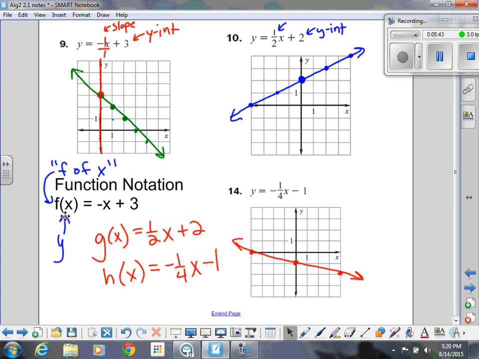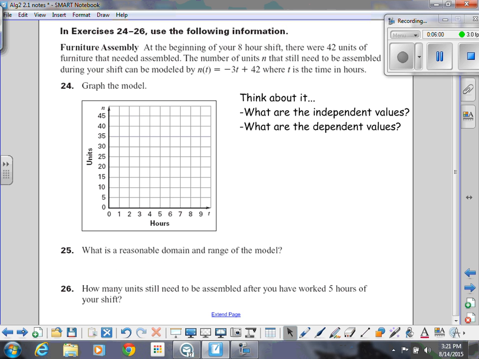The f of x, that just means x is the independent variable. That's where you're going to be plugging in numbers. So that's all that means. I don't want you to get confused by that. It means the same thing as what you learned in Algebra 1, and I want you to be used to both notations. So let's look at this problem here.